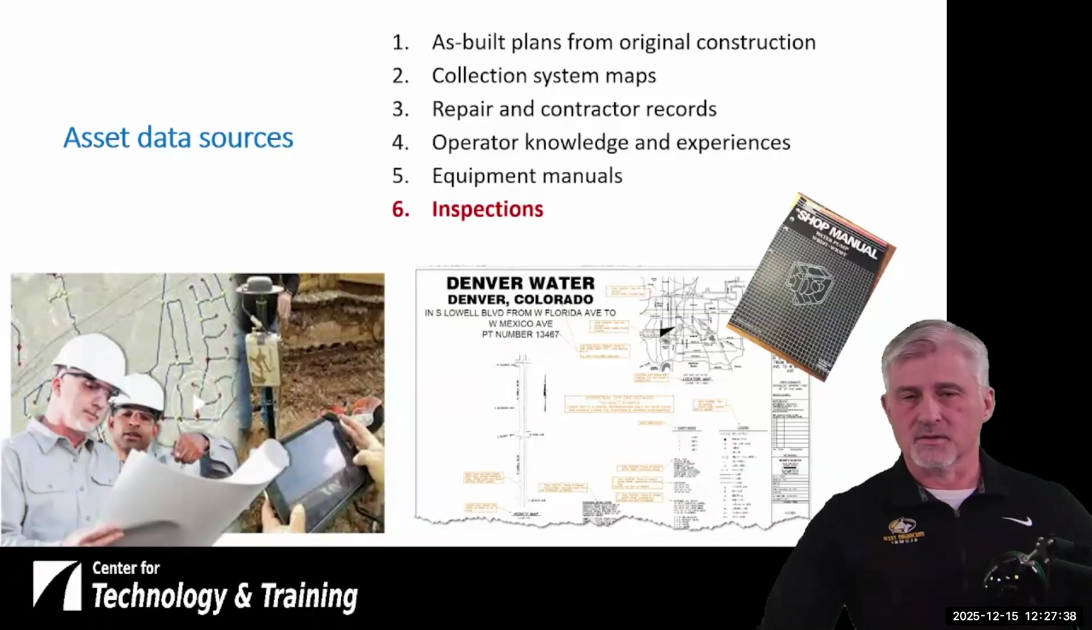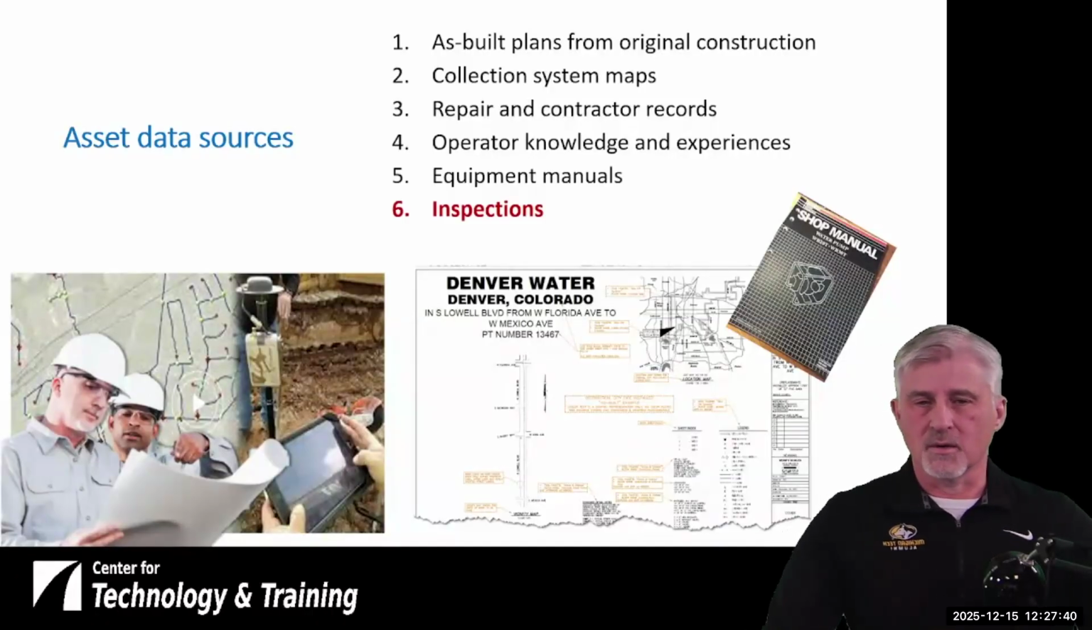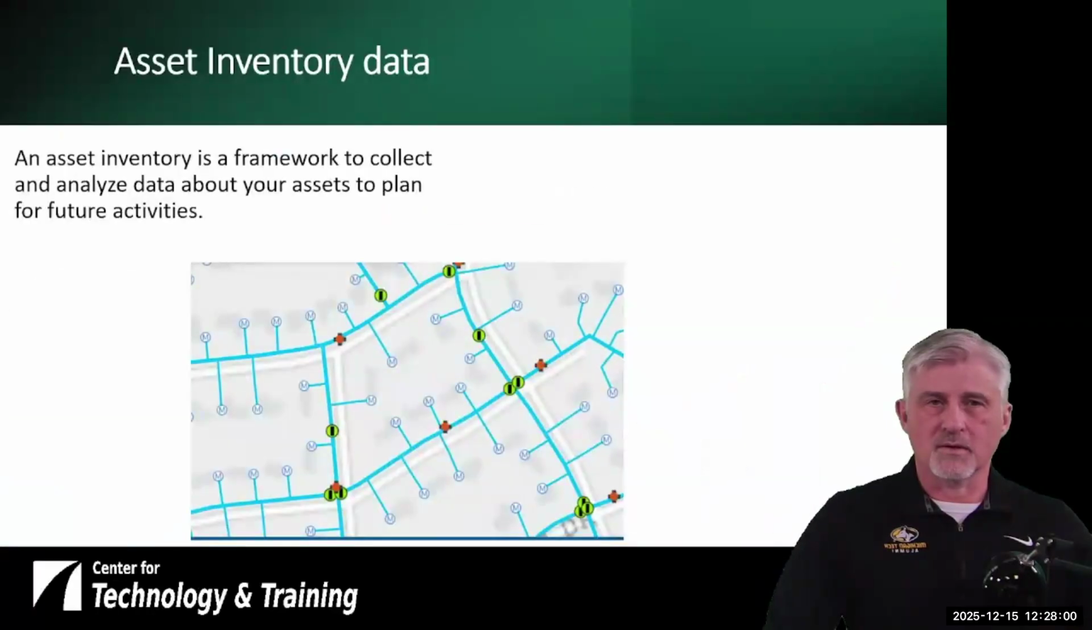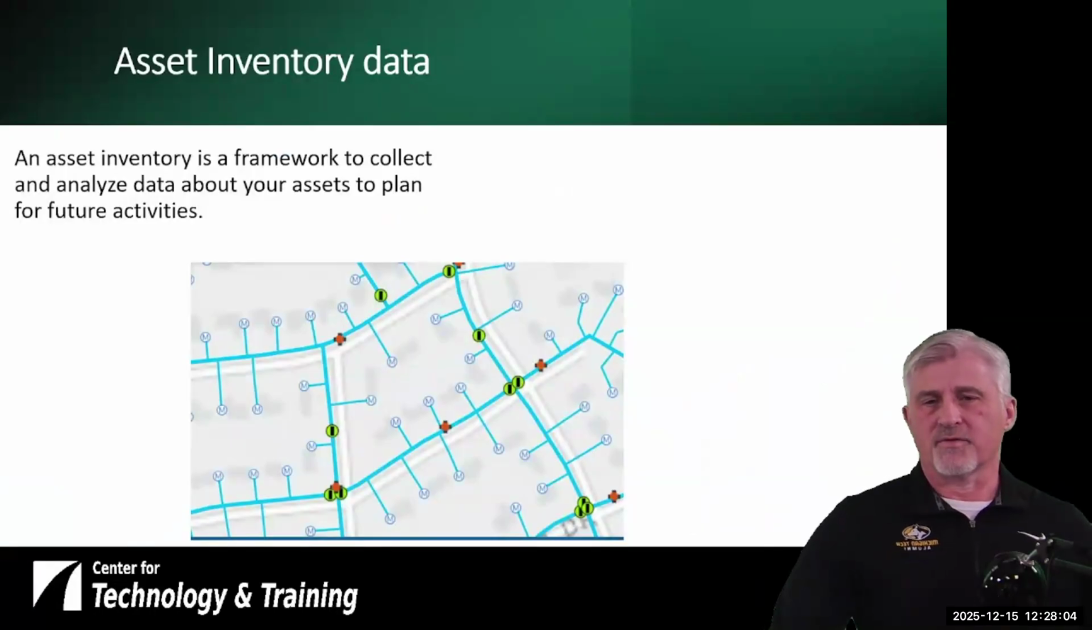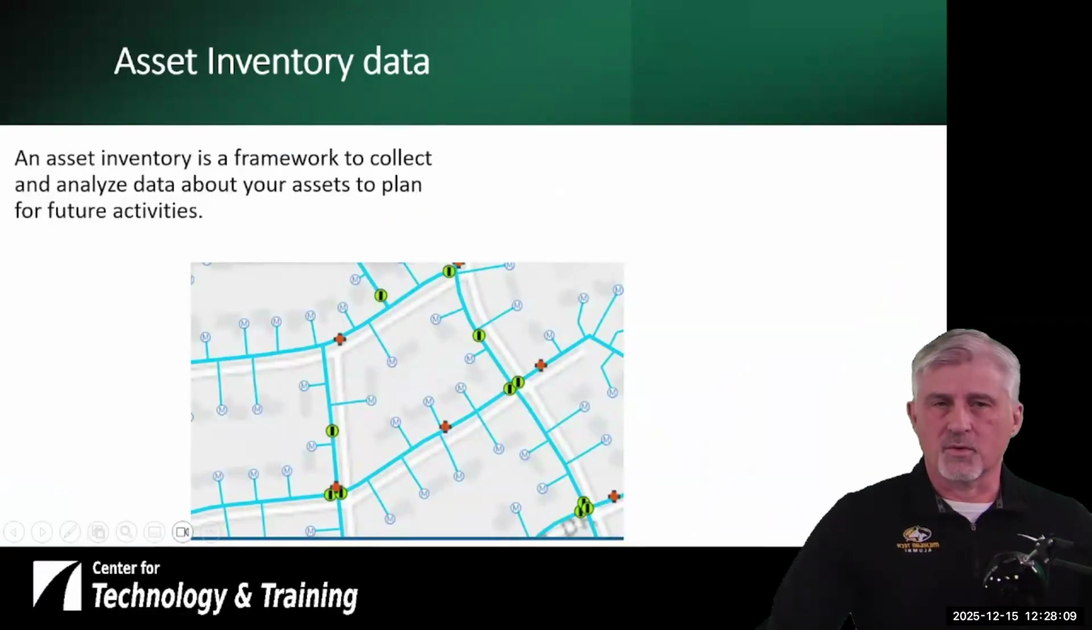And then finally, inspections. Inspections are going to help us know what the current condition of an asset is, and also where it is trending. Is that asset deteriorating? Does it seem to be doing fine? How is that asset operating for us? And so that inventory is a framework, and we'll collect and analyze the data. We'll use that to make future plans.